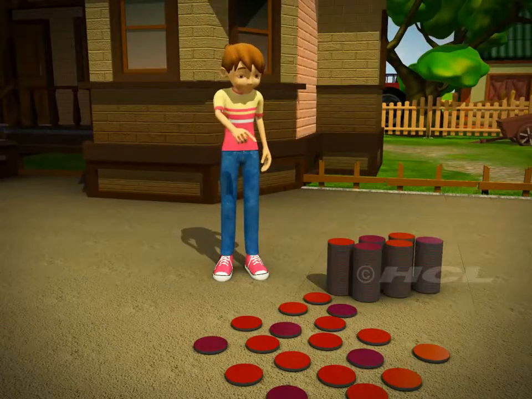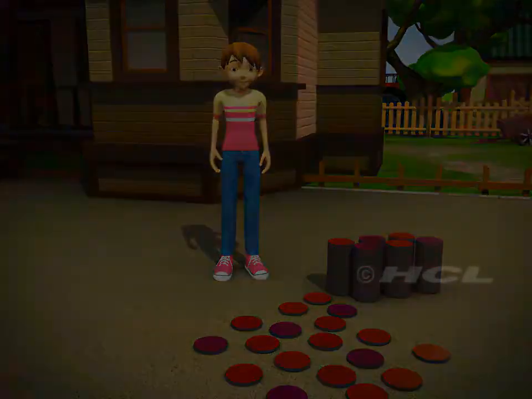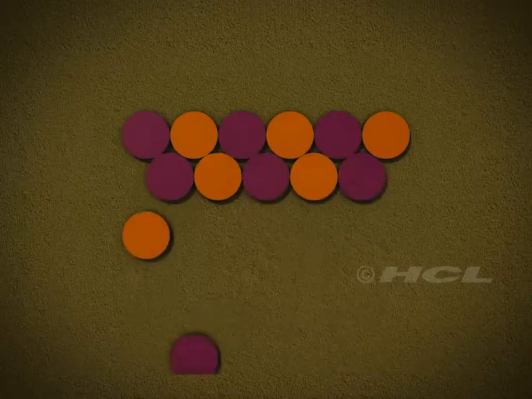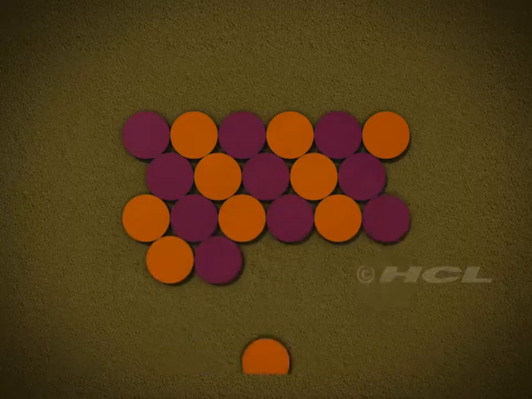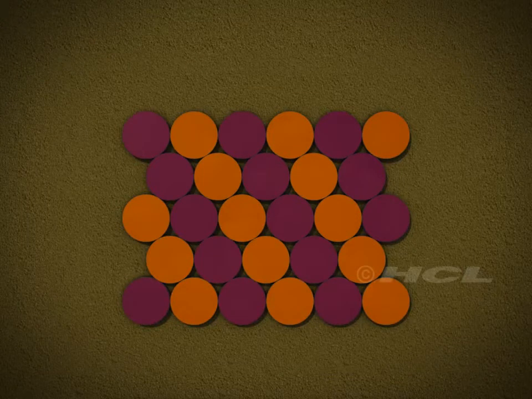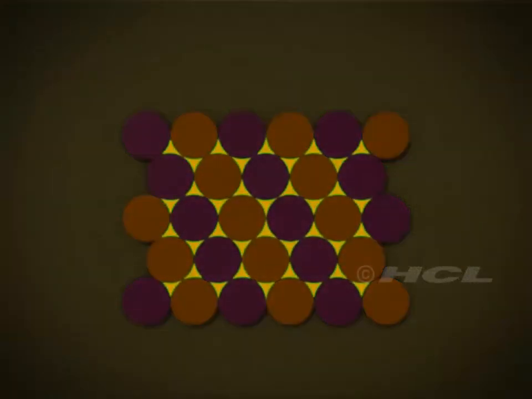Let's now try circular tiles. Here is the pattern we can form using circular tiles. Do the circular tiles form a tessellation? No, they don't. There are gaps between these tiles.